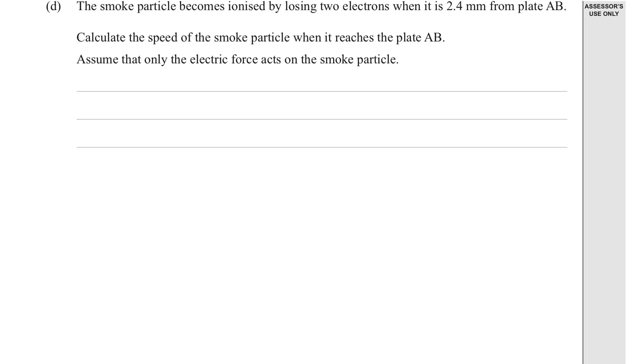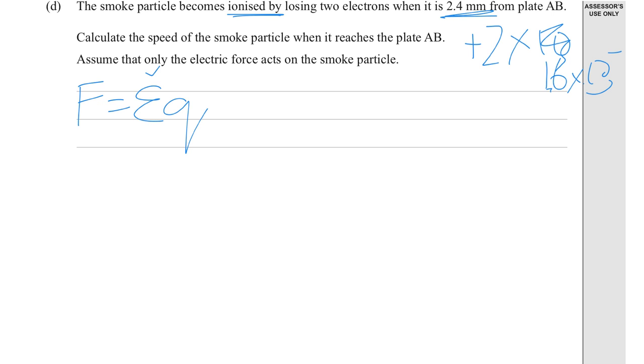D, the smoke particle becomes ionized by losing two electrons. Same thing as before, so it's positive, plus 2 times 1.6 times 10 to the minus 19. You know the drill. When it is 2.4 millimetres from plate AB, calculate the speed of the smoke particle when it reaches the plate AB. Assume that only the electric force acts on the smoke particle. So F equals EQ. We calculated the electric field before. We know the charge, which is 2 plus.